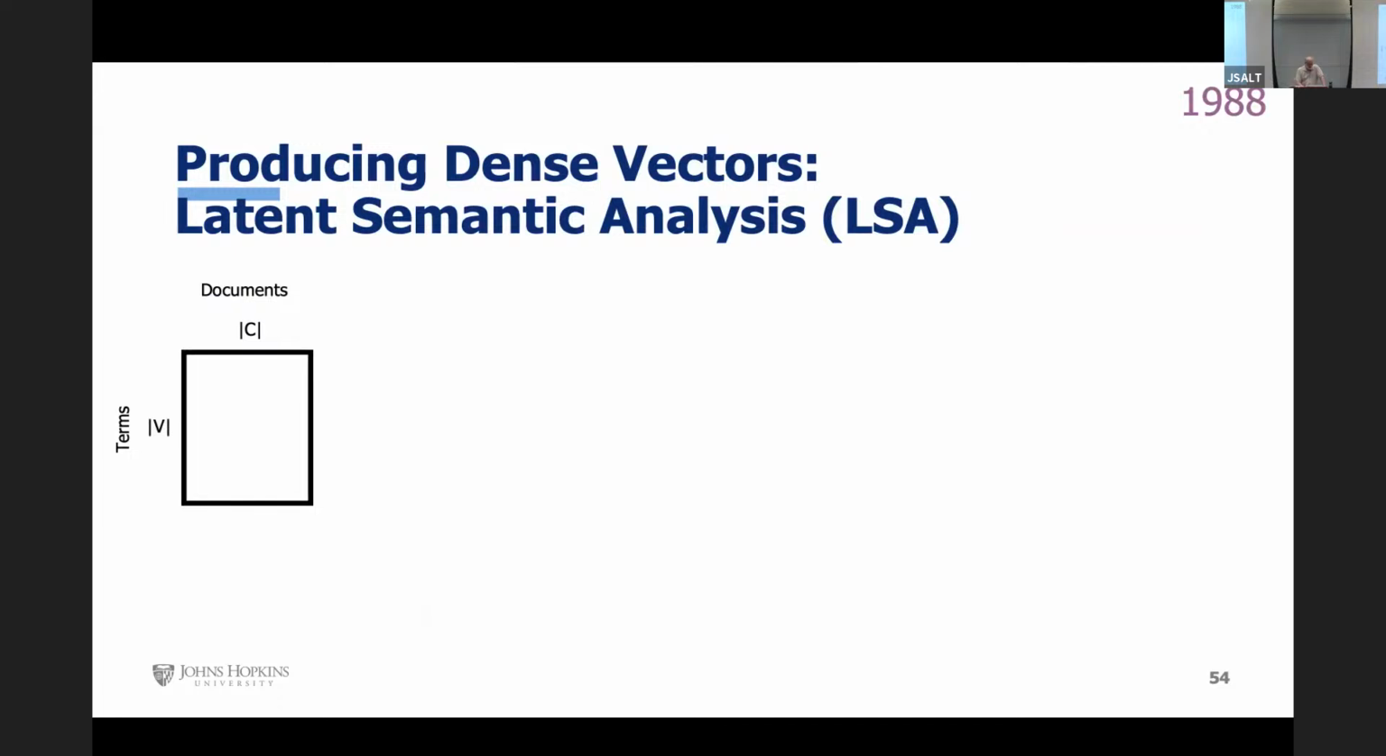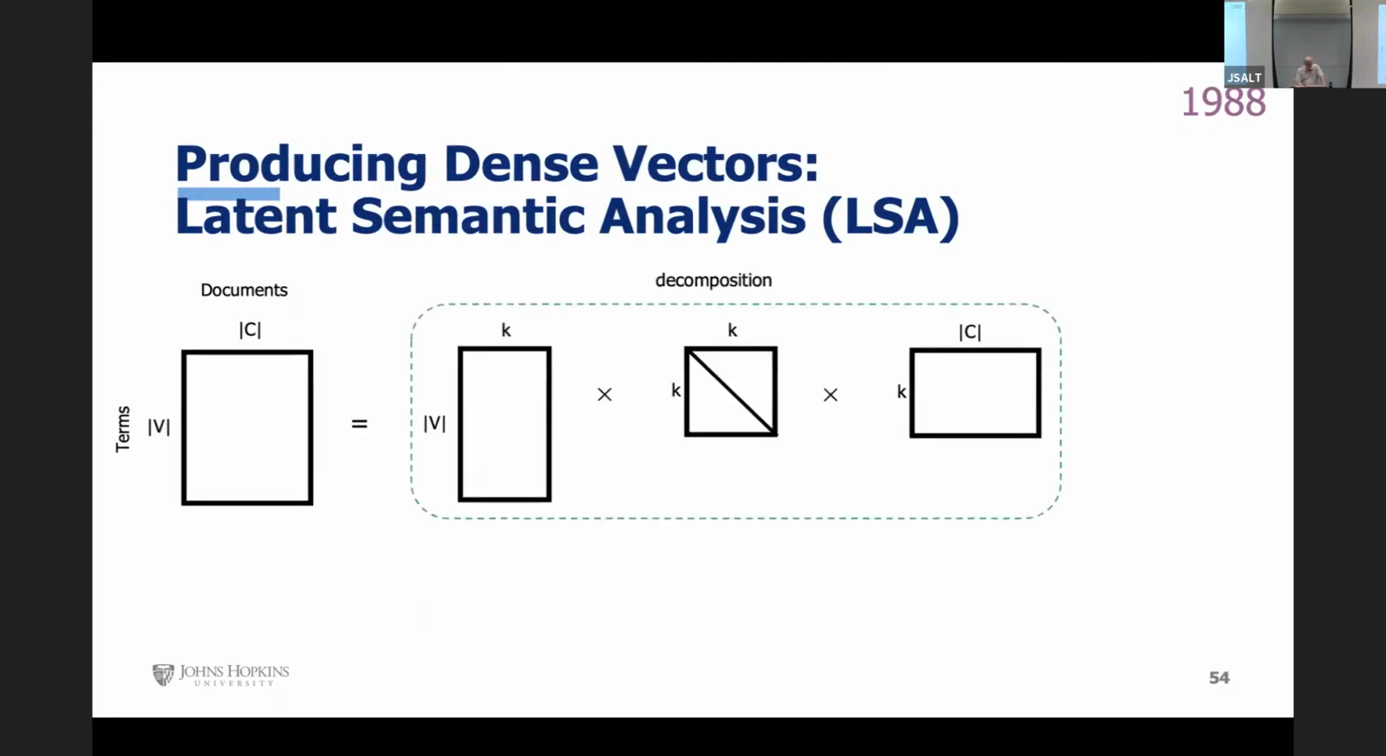We're going to use the term document matrix and decompose it into 3 matrices, the middle one of which is a diagonal matrix. When you multiply them together, you get a matrix of the same size as the original. And you sort these according to the principal component analysis. So in the upper left of the diagonal matrix there is the most important dimension.